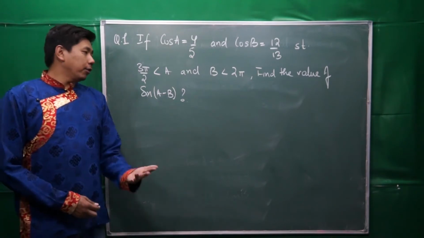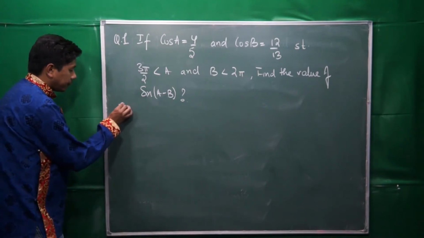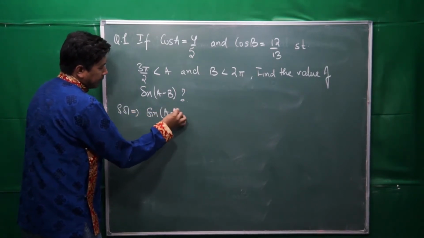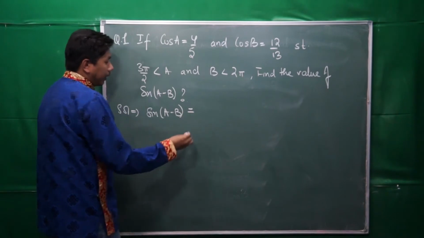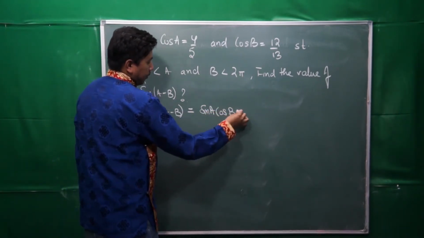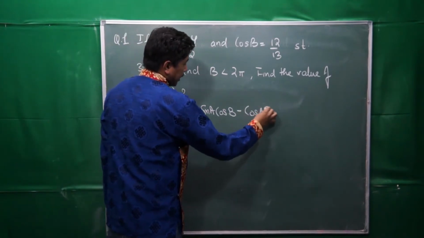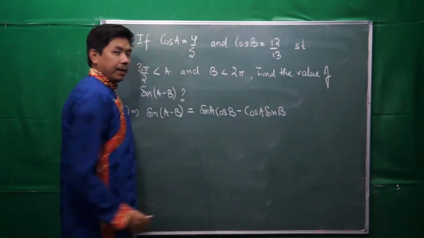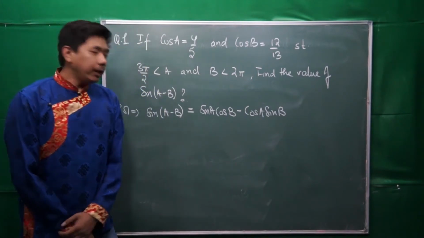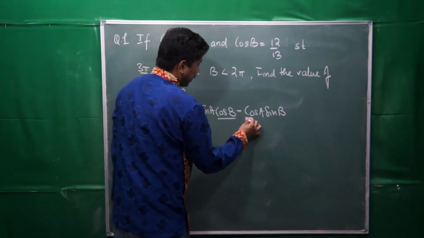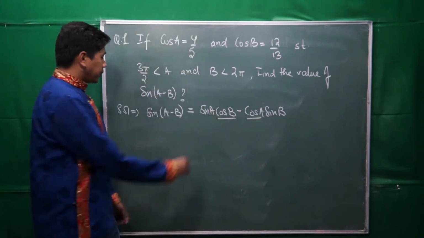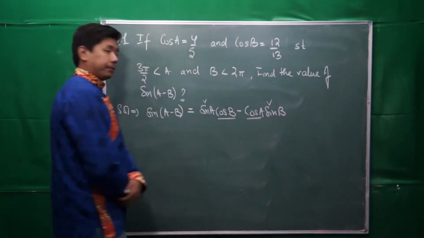So to find the value of sine A minus B, we have to understand that sine A minus B comprises the formula sine A cos B minus cos A sine B. Simple. Now that being said, we have two values here already, in the form of cos B and cos A. Now what about the values of sine A and sine B?